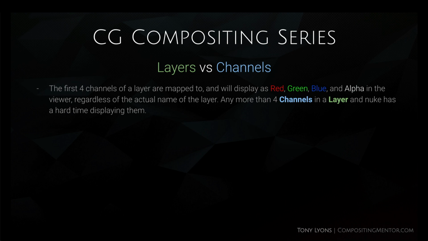The first 4 channels of a layer are mapped to and will display as red, green, blue, and alpha in the viewer, regardless of the actual name of the layer. With any more than 4 channels in a layer, Nuke has a hard time displaying them, as we've just demonstrated.